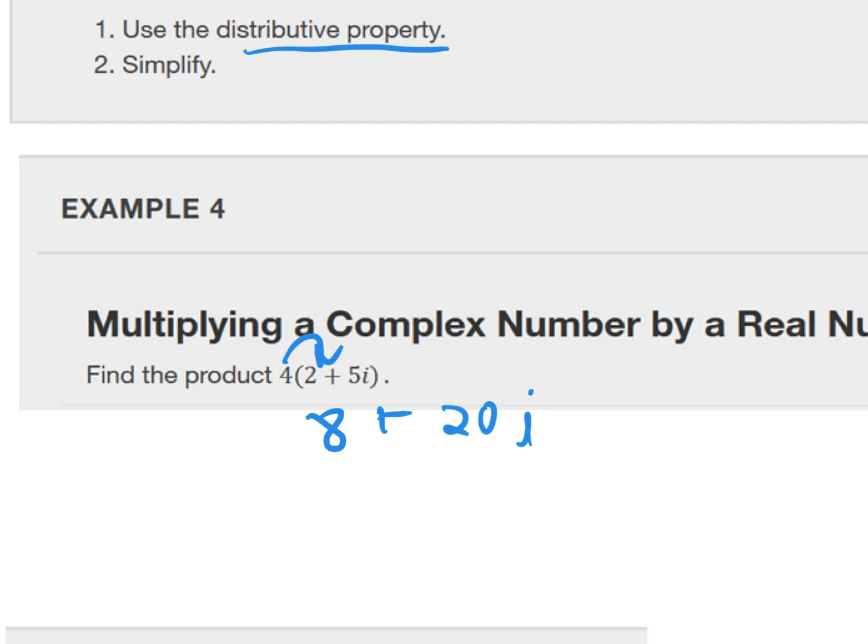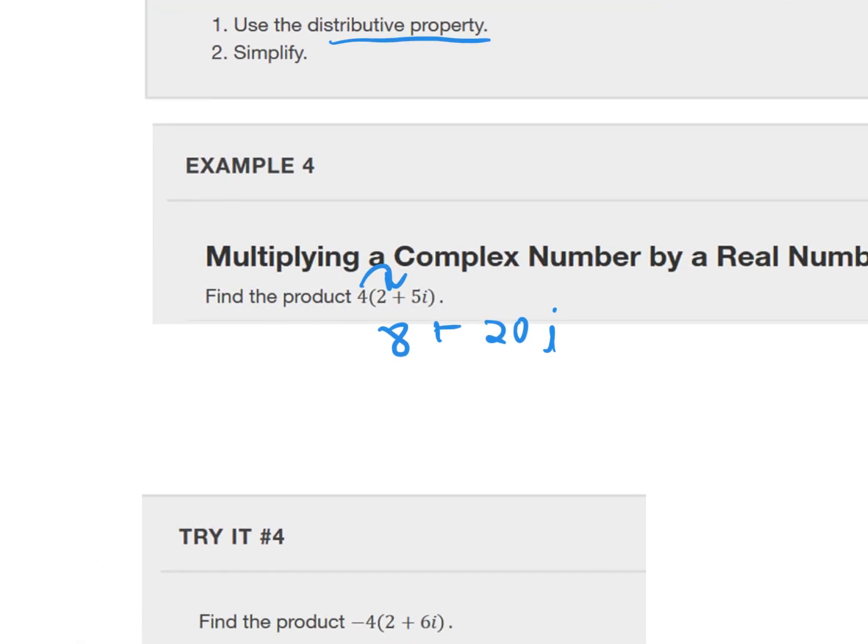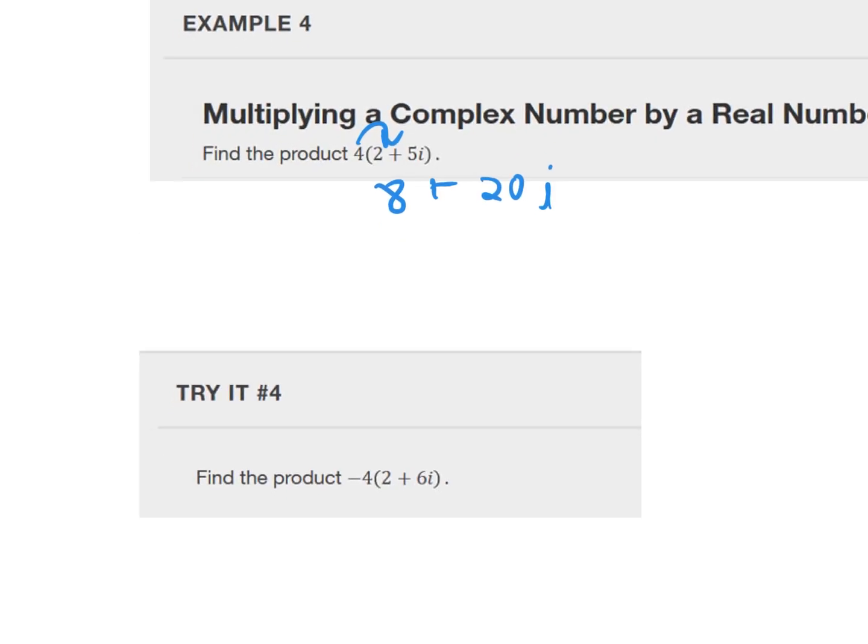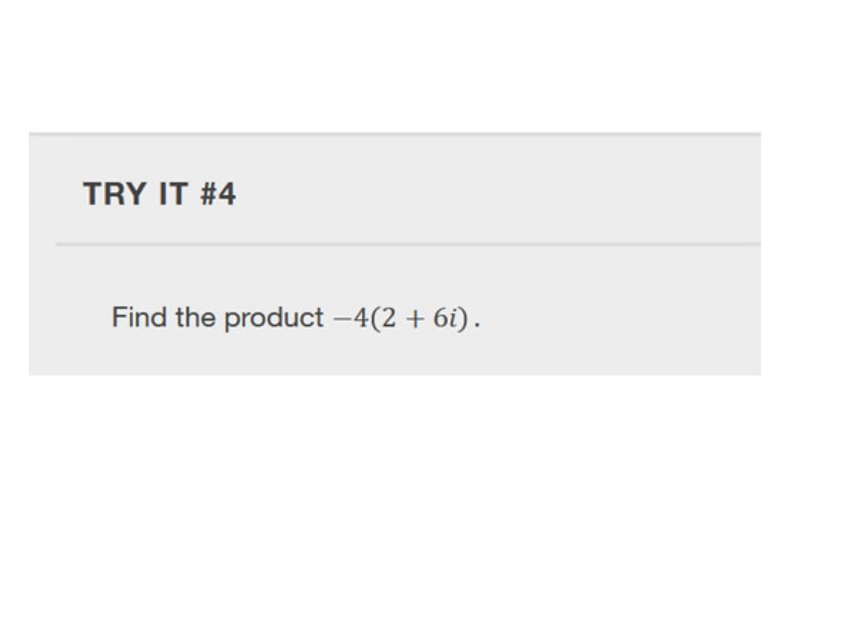Maybe I have an answer for this one, but I don't know. I added the try it with it, okay? Because that answer is never in the book anyway. So we'll check our answer, the 8 plus 20i, in just a moment. But let's just try this one. Beat me to the punch if you can.